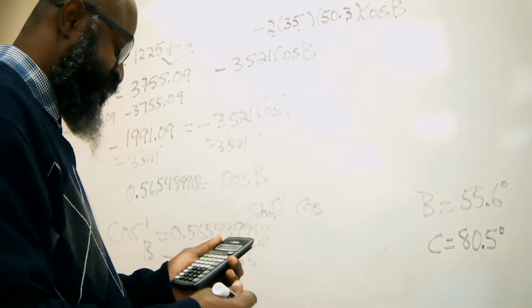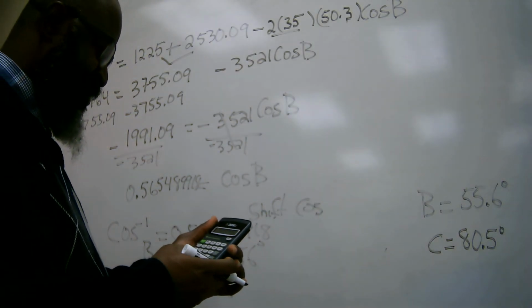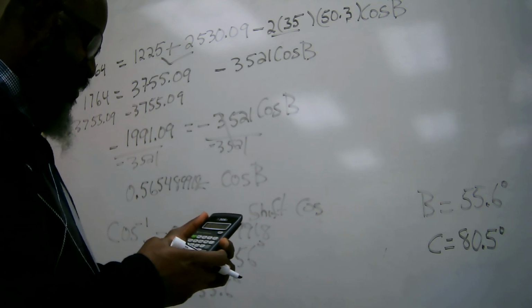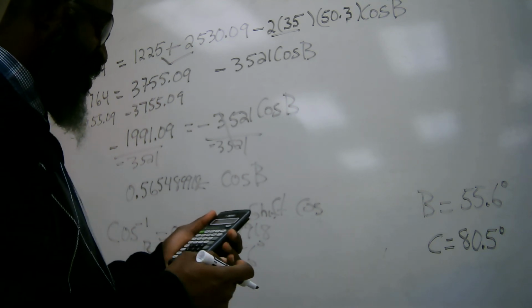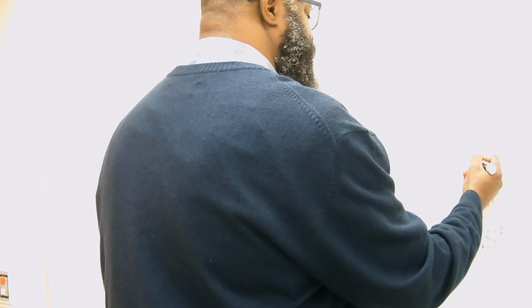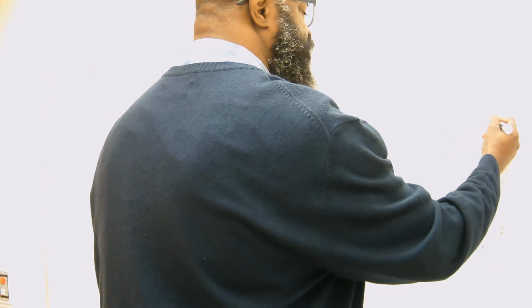Alright. Then it will be easy to find angle A. So if you know two angles of a triangle, you can always find the third angle. I'm going to add those two, 55.6 plus 80.5, and I will subtract that from 180. It's going to tell me what angle A is. In this case, angle A is 43.9 degrees. If you add those three angles, they must add up to 180.